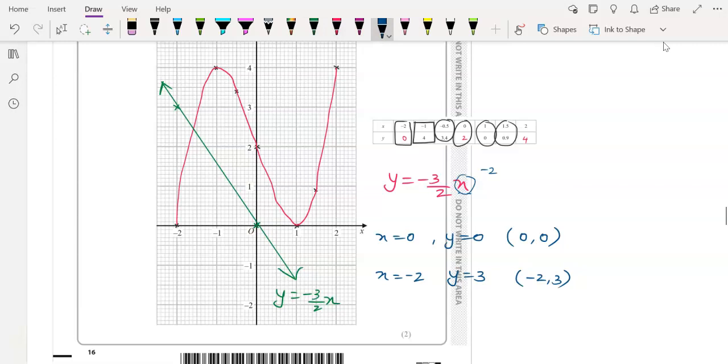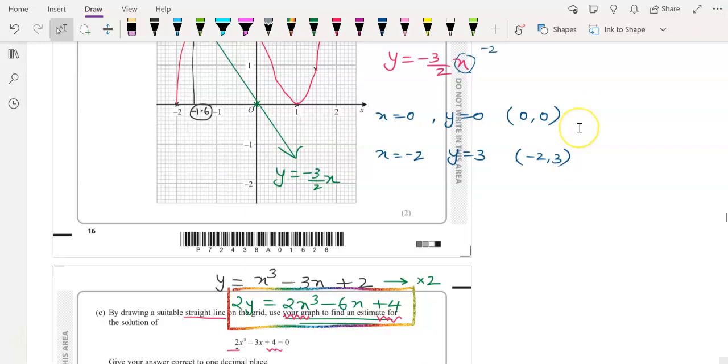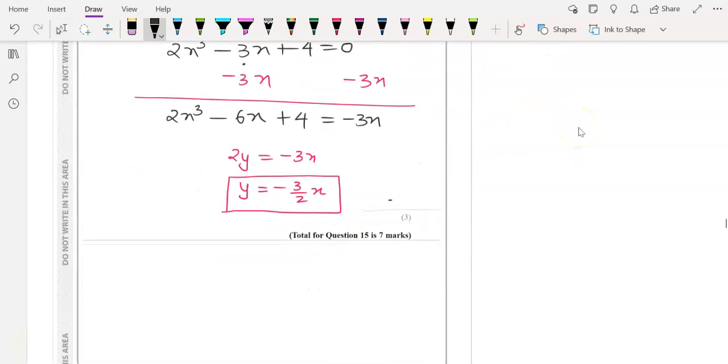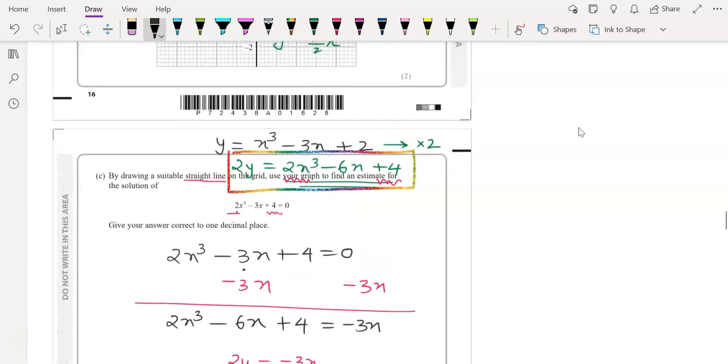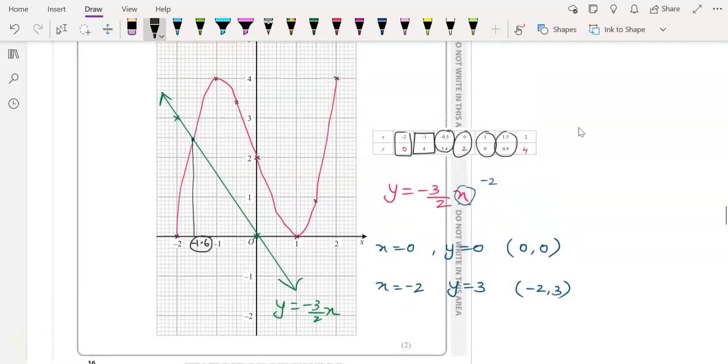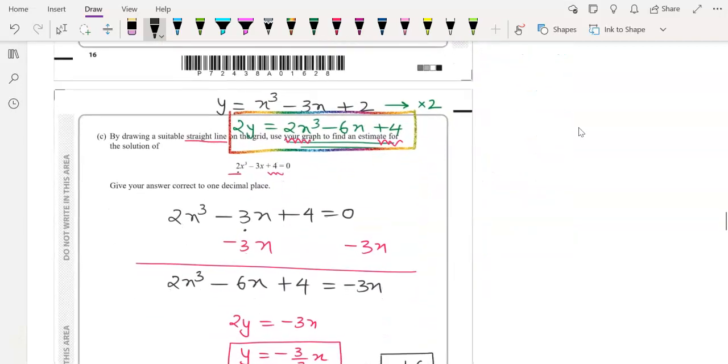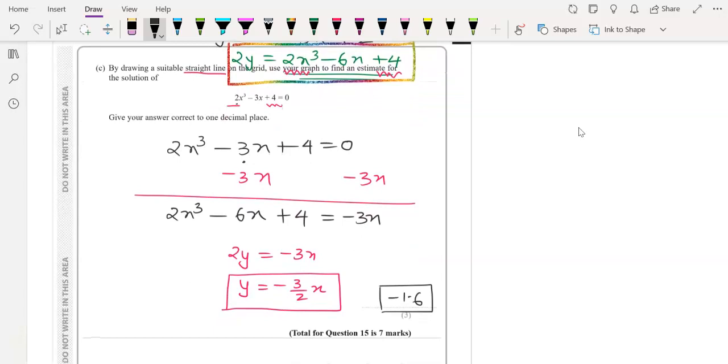Now, the point where the two graphs intersect, that is this point, is your solution. So for this point, the corresponding x coordinate is negative 1.6. So the solution for this equation is negative 1.6. So the final answer here is minus 1.6. Okay, so the trick here was to manipulate the question to get your y and then draw the line and get your answer. Okay, moving to the next question.